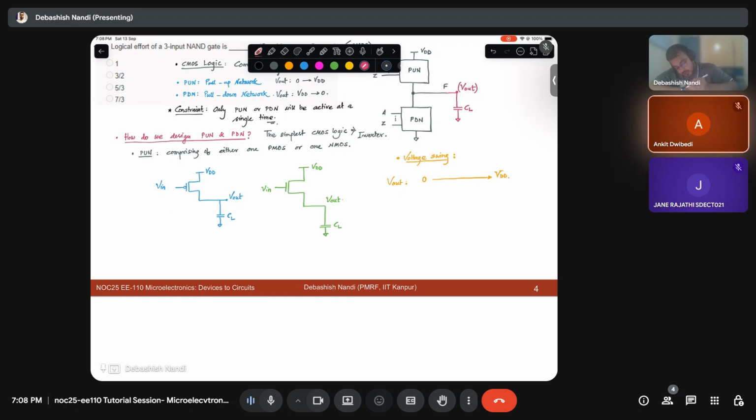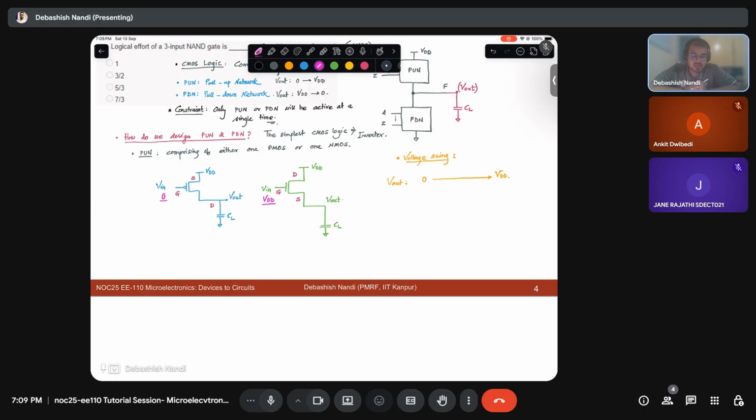Yes, sir. Now, in case of PMOS, this is my gate, this is my source, this is my drain. And in case of NMOS, this is my gate, this is my source, this is my drain. When my PUN is active, I should have the transistors in the PUN network on, so that I can have a path between VDD and V out. To turn on the PMOS transistor, I generally use 0, and to turn on the NMOS transistor, I use VDD. Fine.